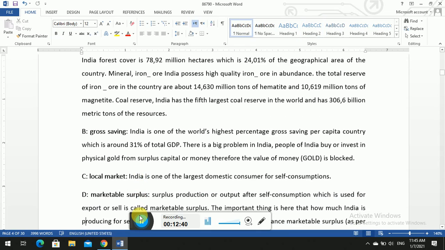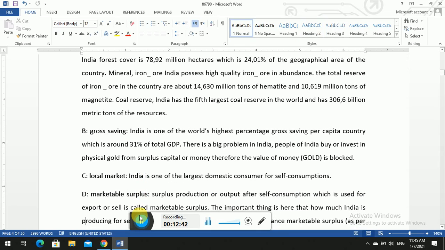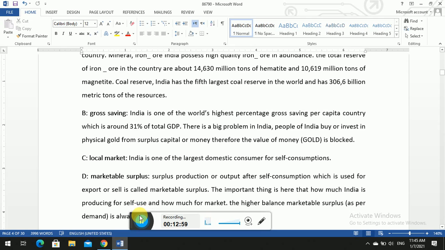So the second, by gross saving, India is one of the world's highest percentage gross saving per capita countries, which is 31% of total GDP. There is a big problem in India. People of India buy or invest in physical gold from surplus capital or money, therefore the value of money in gold is blocked. So they are using different policies.